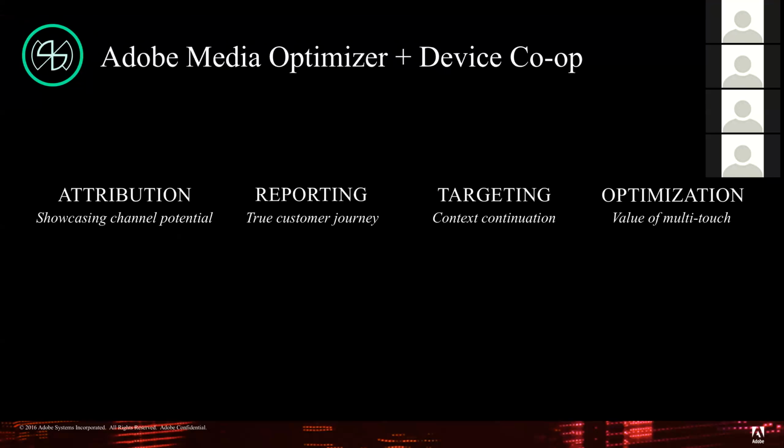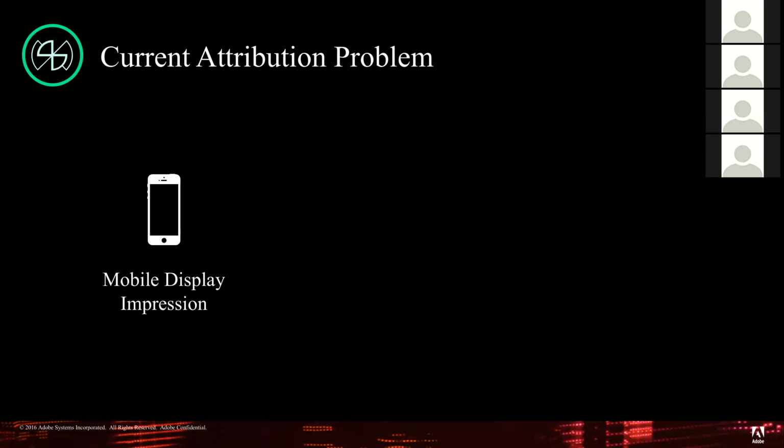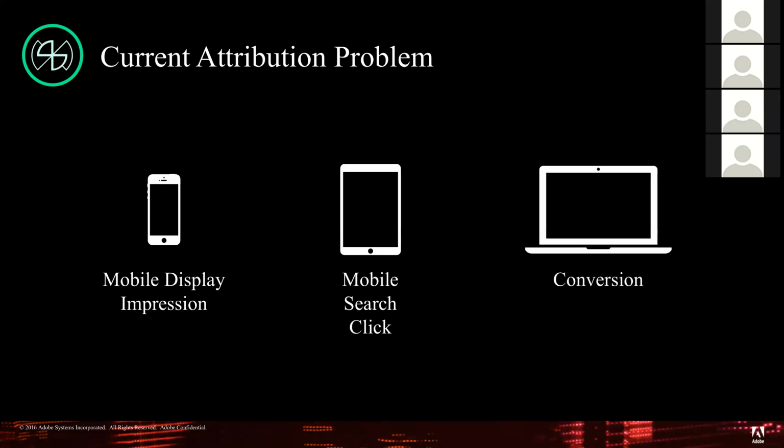Media Optimizer is getting another sweet set of features here. We've got attribution features coming through. We've got reporting features coming through. We've got targeting features coming through, and then optimization features coming through that are all going to be enhanced by our ability to understand the user. Now, a current attribution problem is where we have a mobile display impression, a mobile search click, and then a conversion on a desktop device. We see that all the time, and then that campaign gets credit for it. Well, what we want to create is an environment where we are able to spread that credit across the devices so that we're able to optimize our campaigns properly.